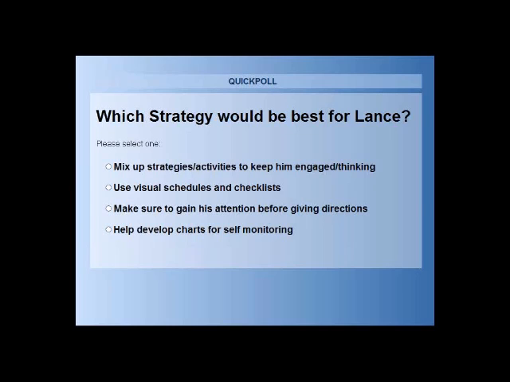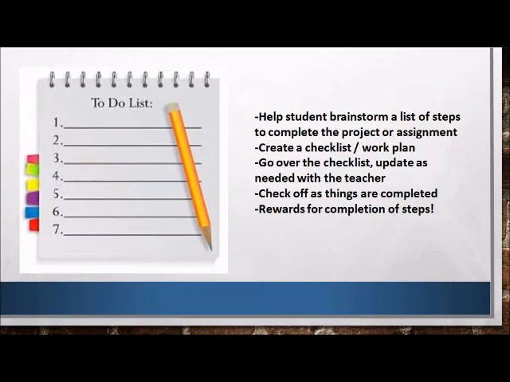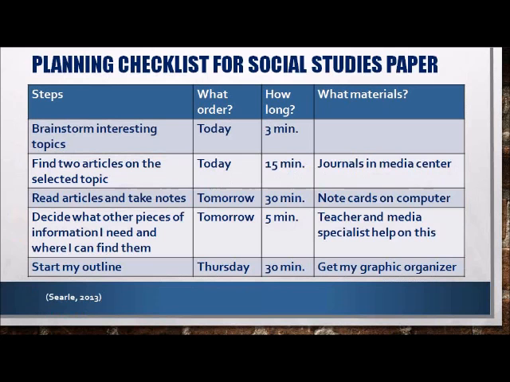Okay, let's see. Oh, there we go. So we have the traditional to-do list. And again, you might have to help the student brainstorm a list of steps for the project, create the checklist or work plan, go over it, update it with the teacher as needed, check off as things are completed, and reward for completion of steps. Now, I know in therapy we don't often assign them projects, but that might be a thought. If you have a really disorganized kid who can't plan ahead, you might want to find a little project that you want them to do and work on some of these skills.